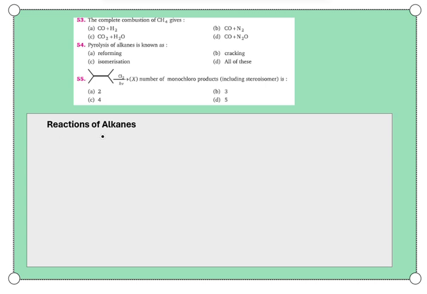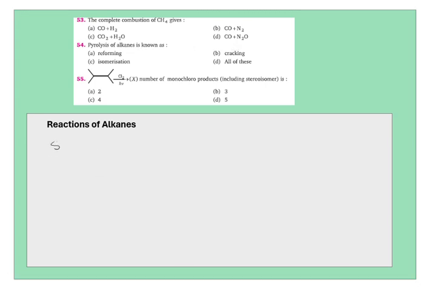Let's see some of the reactions of alkanes with 3 examples. The complete combustion of methane gives which of the following products? This is a very simple question which you should know by now, right? So what is combustion? Methane reacts with oxygen.